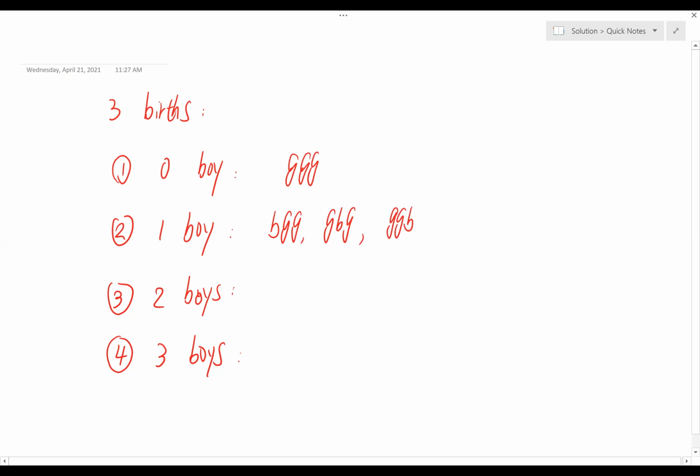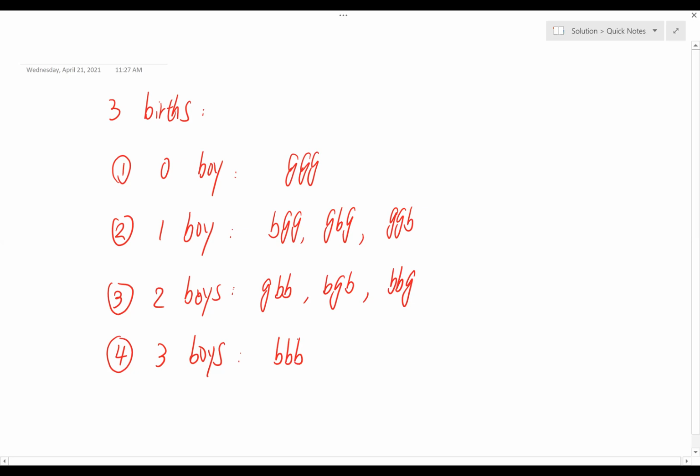If you look at 2 boys, that indicates there's 1 girl. So the girl could be on the first place: girl, boy, boy. Girl could be on the second place: boy, girl, boy. And girl could be on the third place: boy, boy, girl. And the last major category is 3 boys, so it has to be boy, boy, boy.